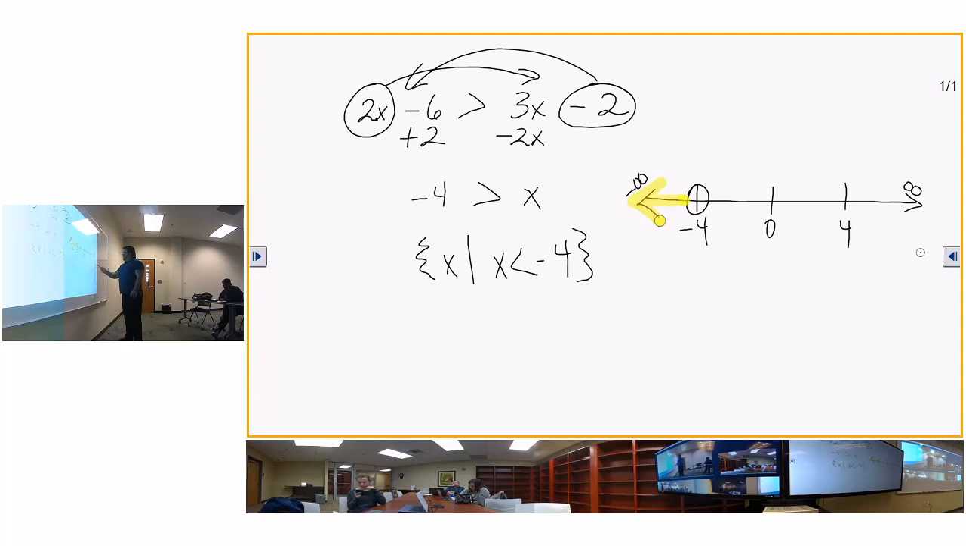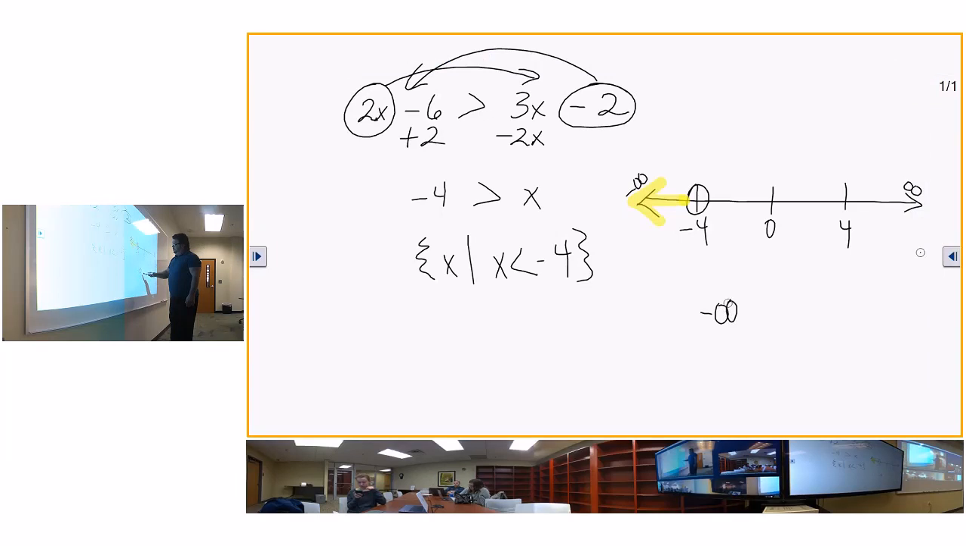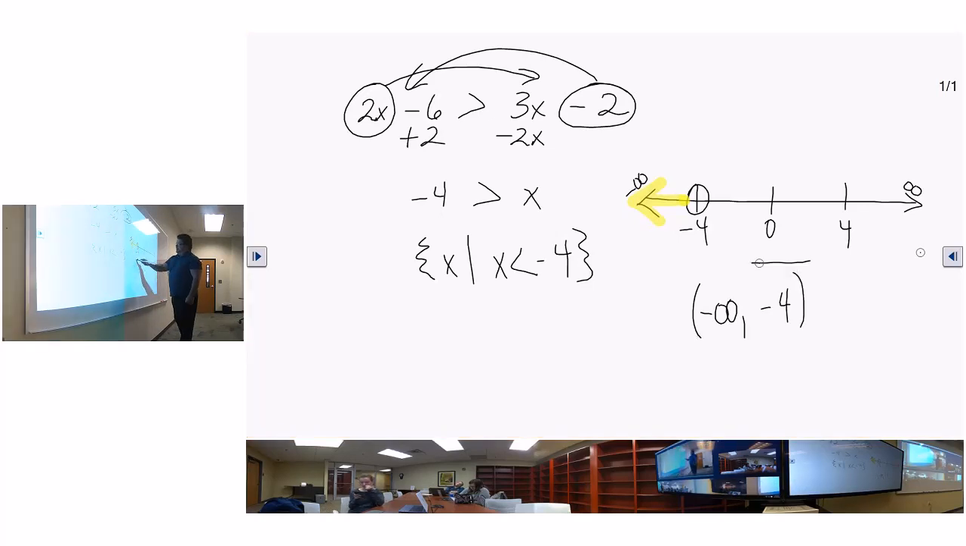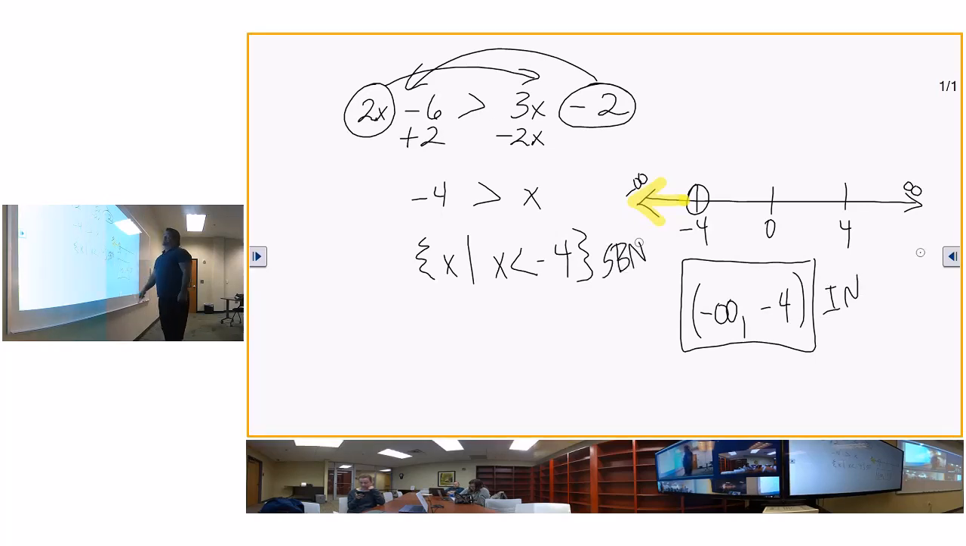That way. So, interval notation. Somebody tell me what we read first on the left. Negative infinity. Comma, negative 4. What goes on infinity always? Parentheses. What goes on negative 4? Parentheses. So there's interval notation. And this is set builder notation.